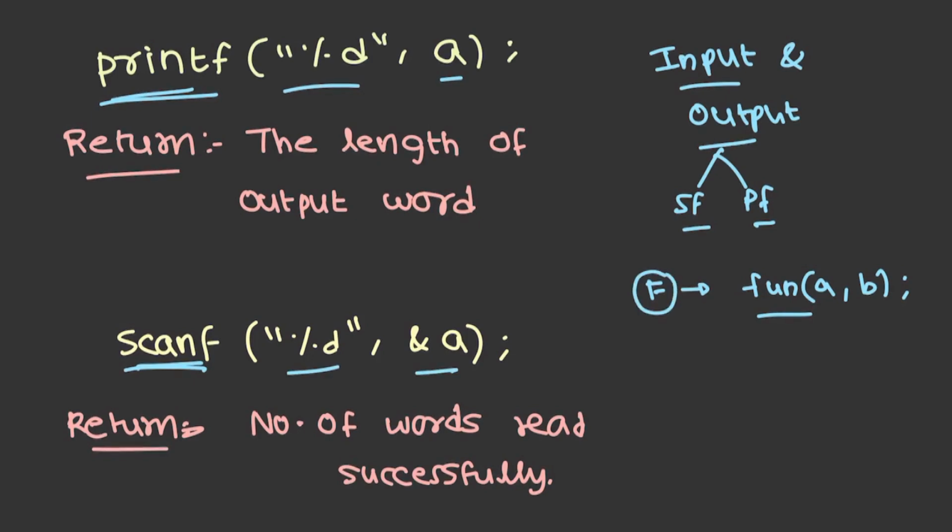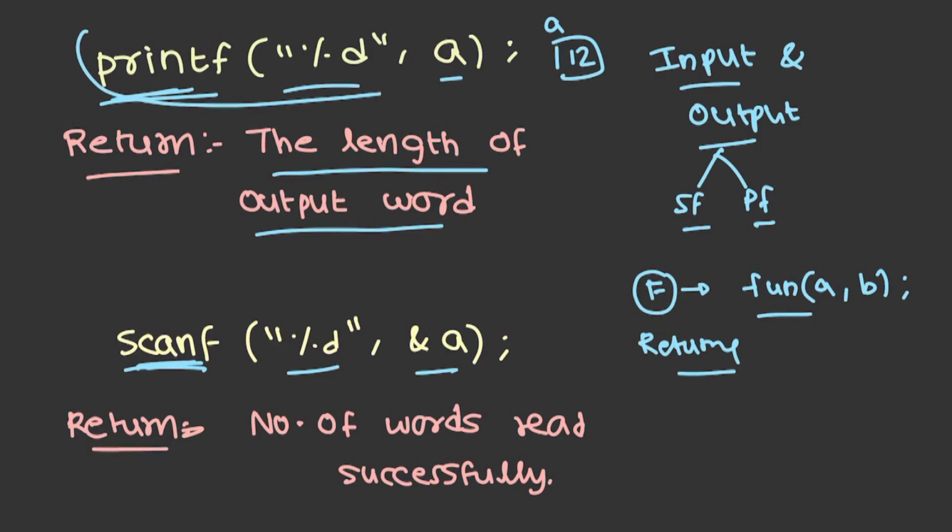As every function returns a value except if it is void, printf and scanf also have a return type. Printf actually returns the length of the output word. Suppose for example a is 12, then the printf of this line will return 2. If the value of a is 1, 2, 3, 4, then it actually returns 4.